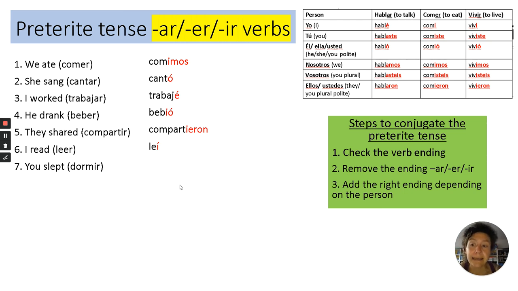Okay. 7. You slept. Dormir. Dormiste. I remove the ending. It's an IR verb. I remove the ending, and because it's for you, I need to add iste. Okay. 8. We listened. Escuchamos.